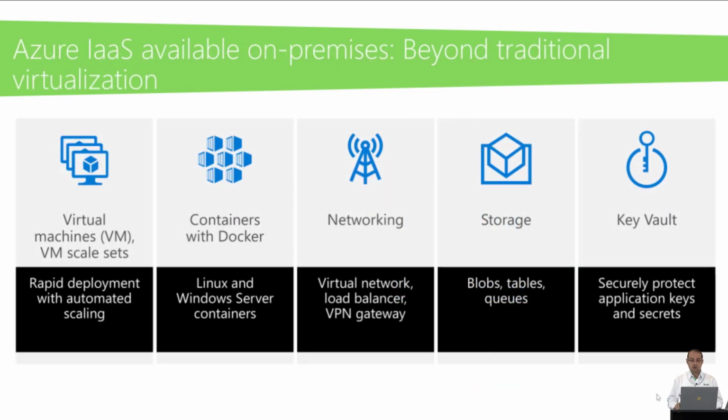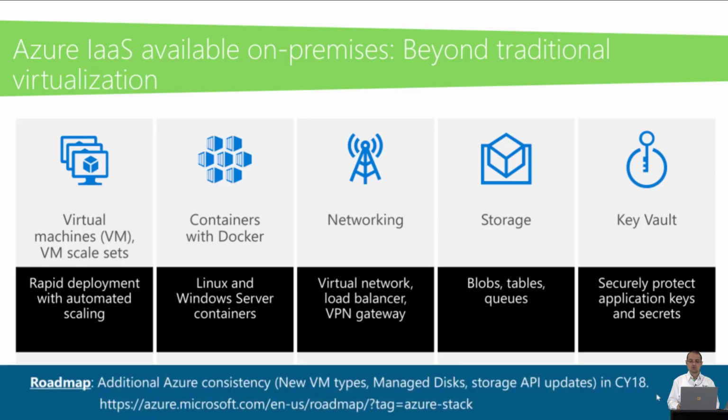What you get by default when you install Azure Stack are just infrastructure as a service capabilities. So you have compute, virtual machines, containers with Docker, networking, storage, and Key Vault to actually stand up a real infrastructure as a service environment. Last month, Microsoft also introduced a new VM series. The Av2 series and F series virtual machines are now available in Azure Stack. So expect more and more to come in the near future. You can see the roadmap and follow what's coming along the way.